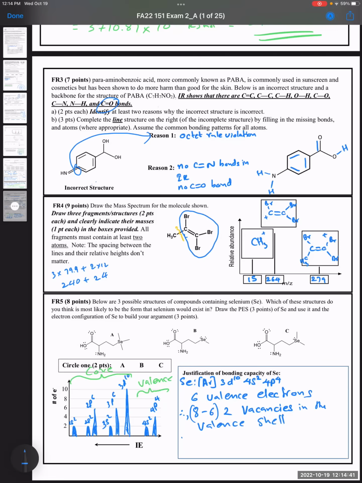Therefore 2 bonds will be formed by selenium. Now in A we have 4 bonds around it, that is out, in B we have 2 bonds, that is great, and in option C we have 3 bonds, that is out. So we're going to go with this. I think this is going to be the most likely compound.